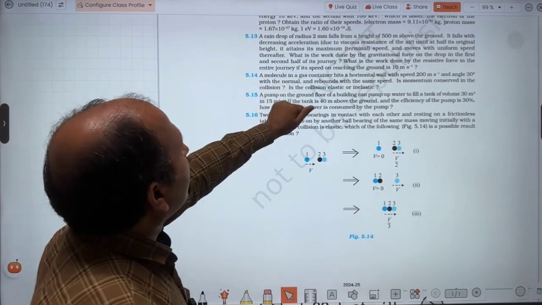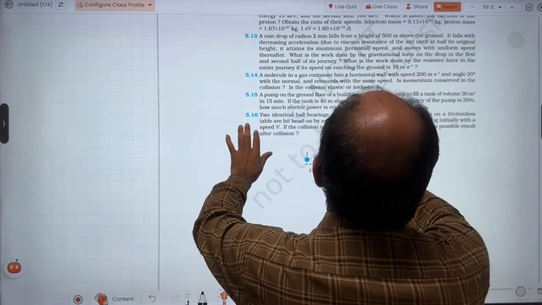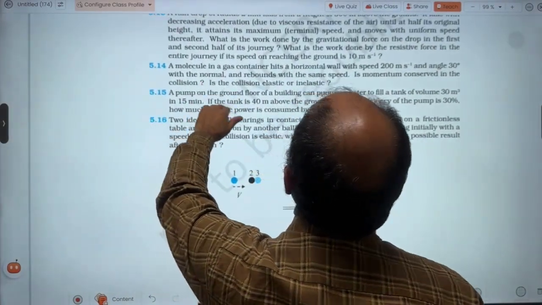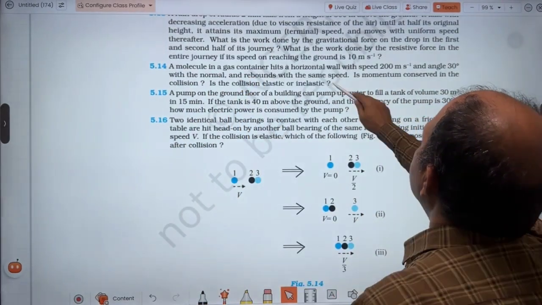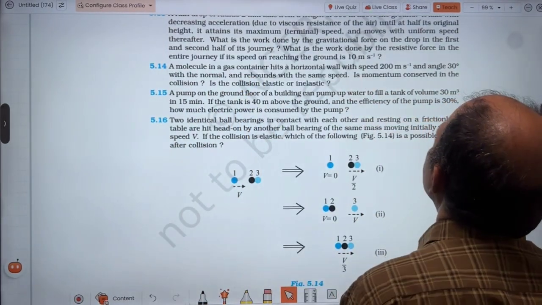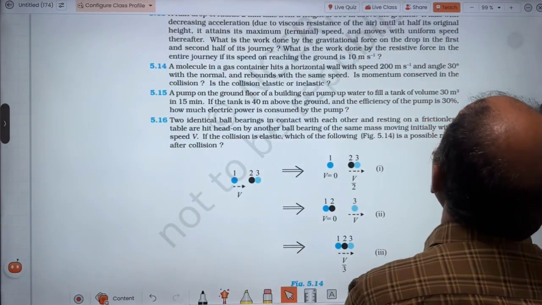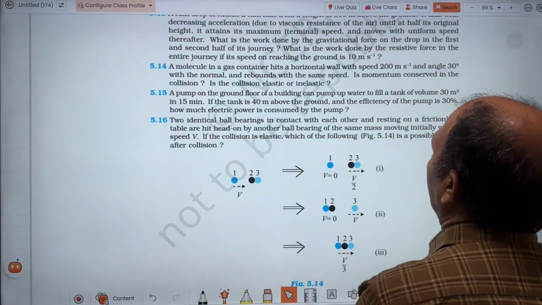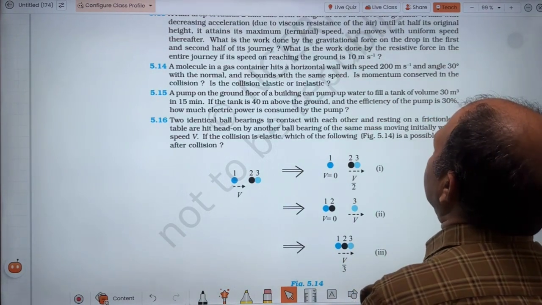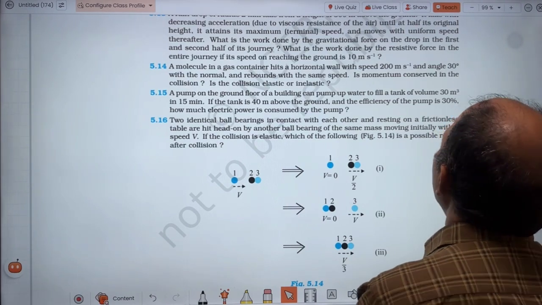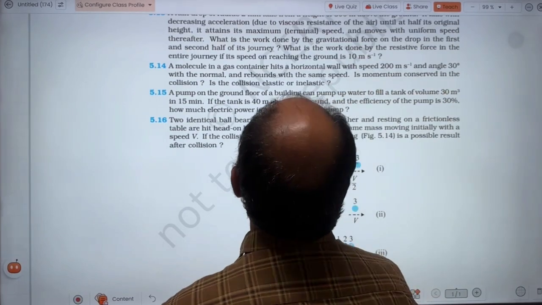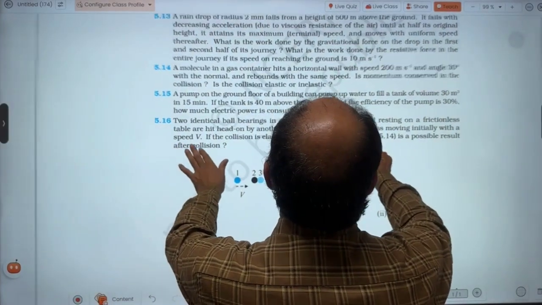A molecule in a gas container hits a horizontal wall with speed 200 meter per second and angle 30 degree with the normal, and rebounds with the same speed. Is momentum conserved in the collision? Is the collision elastic or inelastic?